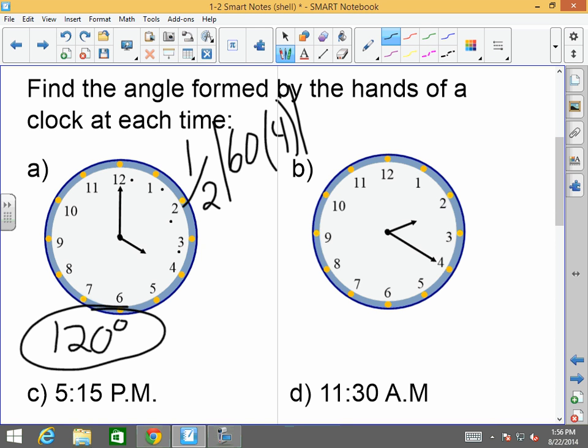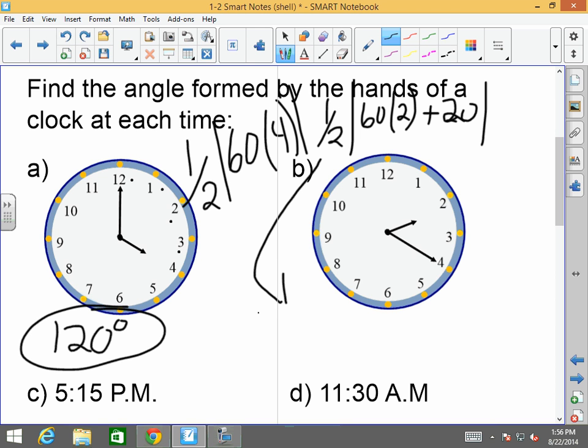Now, for B, it's a little bit more challenging. B, it's 2:20. So let's go ahead and take 1/2 the absolute value of 60 times the hour hand value, which is 2, plus the minute hand value, which in this case is 20. Okay? 60 times 2 is 120, plus 20 is 140. Divided by 2 is 70. So now you take the absolute value of your answer, which is 70, minus the minute degree total.